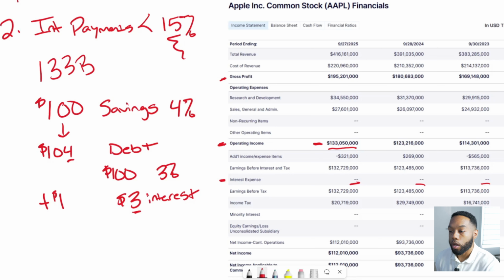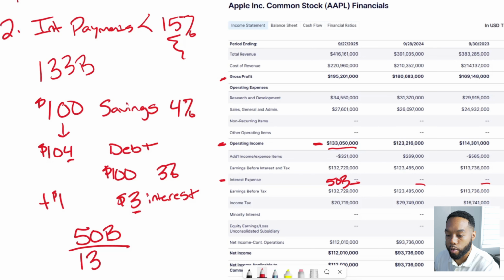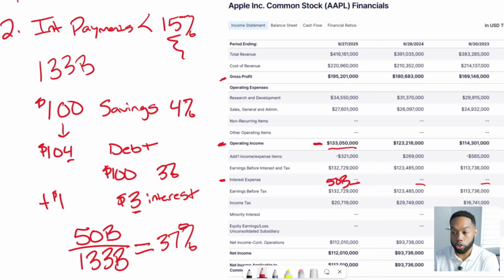So this is good. Now, what if we had this number at, let's say, 50 billion, for example? They were paying $50 billion in interest. Now, what we would do is we would take 50 billion and divide it by 133 billion. So this would fail our metric test because they're paying 37% in interest payments on only making $133 billion.